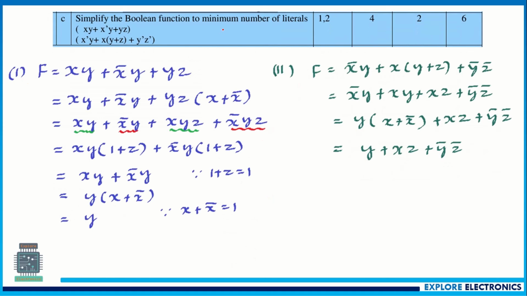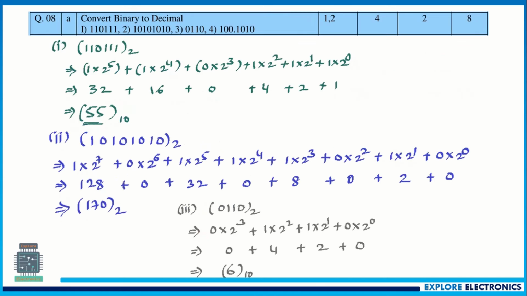Simplify the Boolean function to the minimum number of literals, meaning we need to simplify the expression to get a reduced number of terms in the expression. So this is the expression given. Here I am adding the missed term x plus x bar. This is easy for the simplification. So from this and this you can take xy as common. From this and this you can take x bar y as common. So it is reduced to y. This carries 3 marks. And similarly the second expression, here you just multiply these two, you can take the common factor. This expression can be simplified up to this much. This carries 3 marks again.